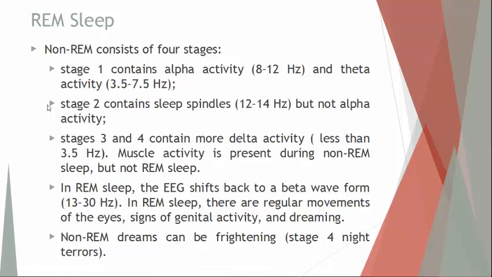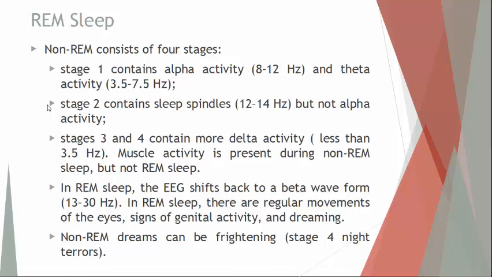For stage 2, there's a phenomenon that is a very key indicator of stage 2. These are called sleep spindles. These are very short bursts of very high brain activity, roughly between 12 to 14 hertz, but there's no alpha activity. These sleep spindles will just pop up every so often. Very high intensity, but very short amounts of time. So that's, again, a key indicator of stage number 2.